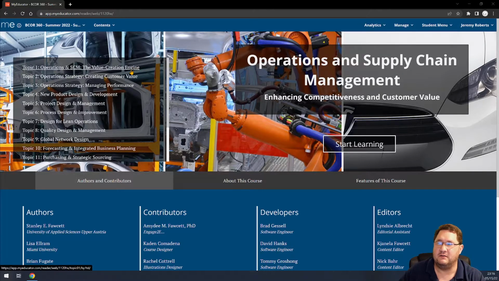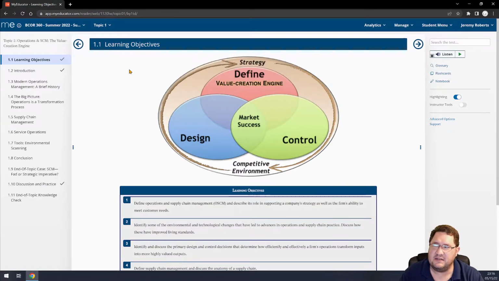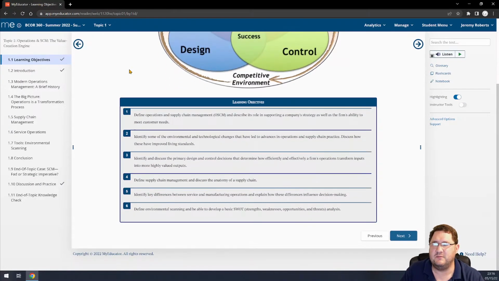As you see here, we have topic 1, operations and supply chain management, the value creation engine. When you click into it, you land on the learning objectives page. So scroll down, take a look at it, see what you think. These are what the textbook hopes you learn from your time here, or reading this. I've already gone through these topics and hit a few things.